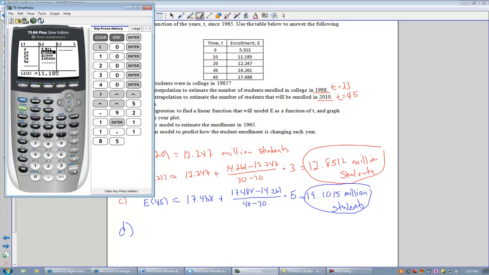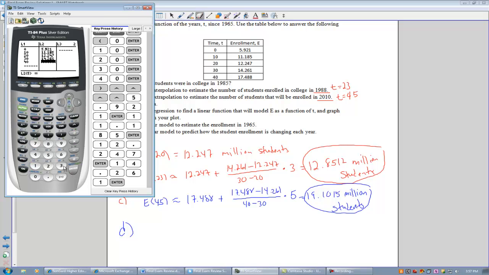11.185, enter, 12.247, enter, and then 14.261, enter, and finally 17.488, enter. Once you get done here, check your work to make sure you put these all in correctly, because it's easy to make mistakes. And I think they look good.